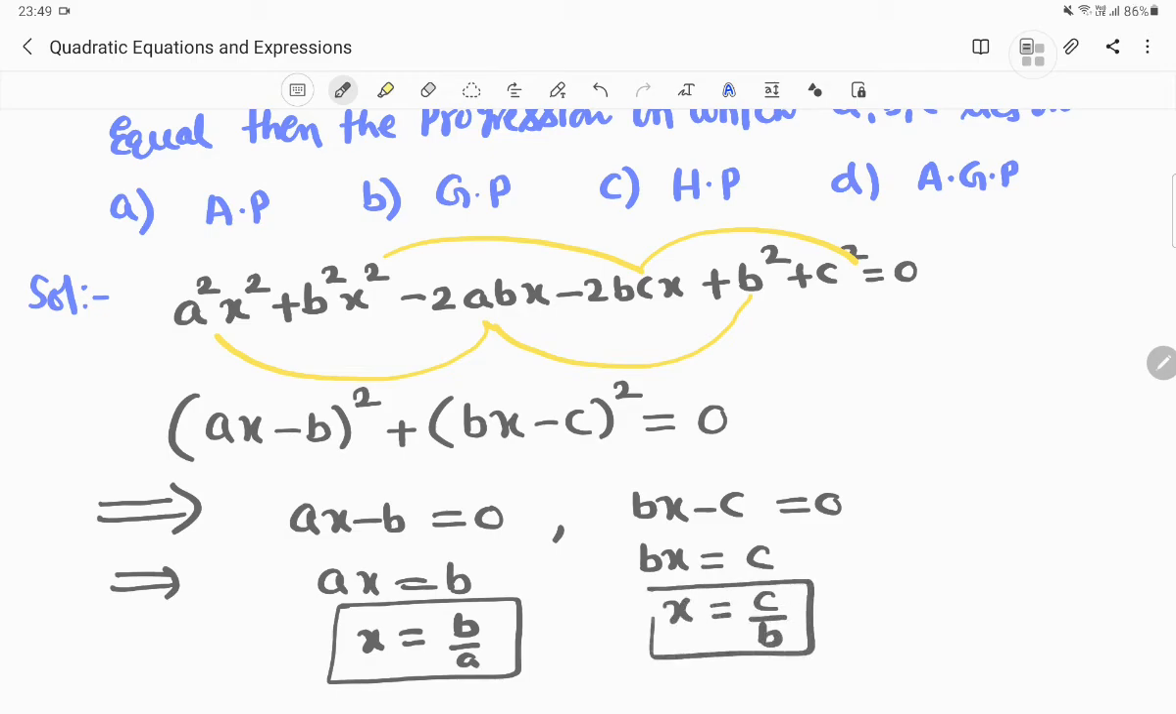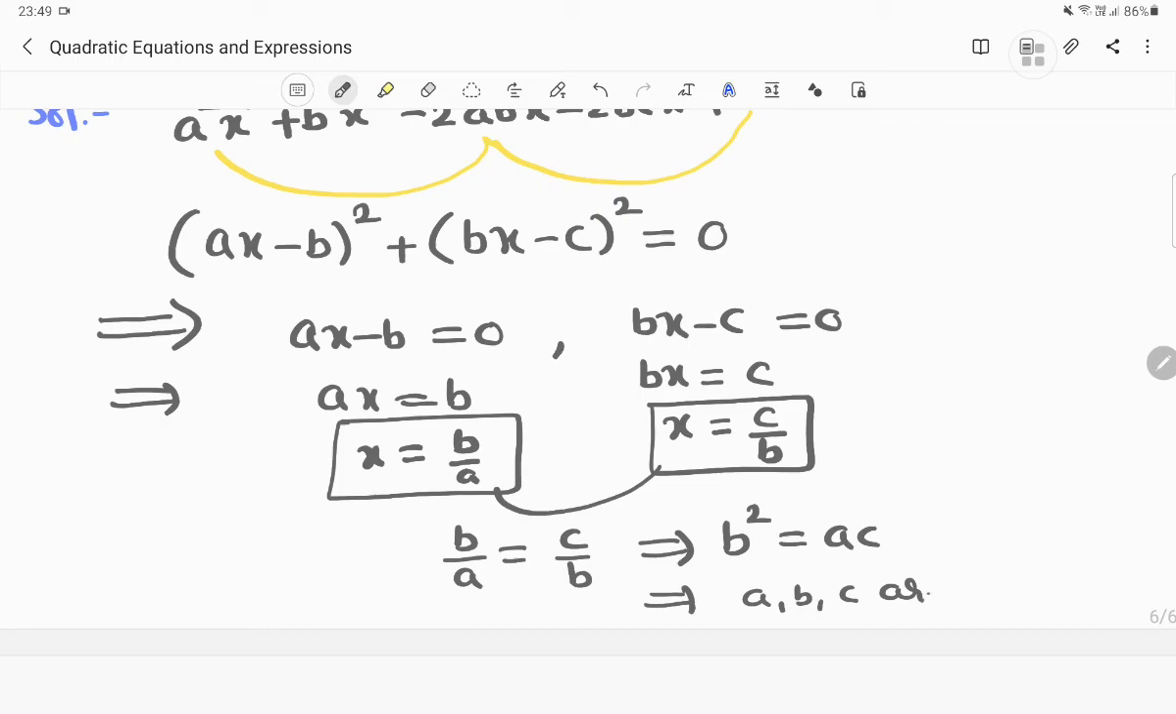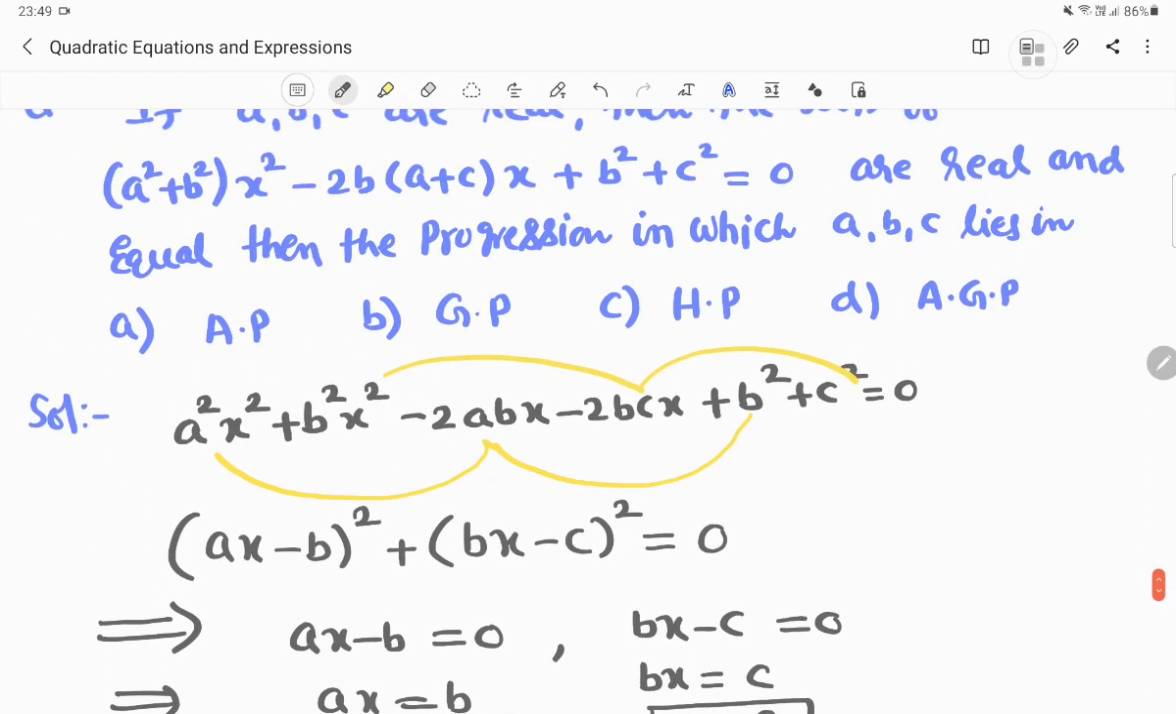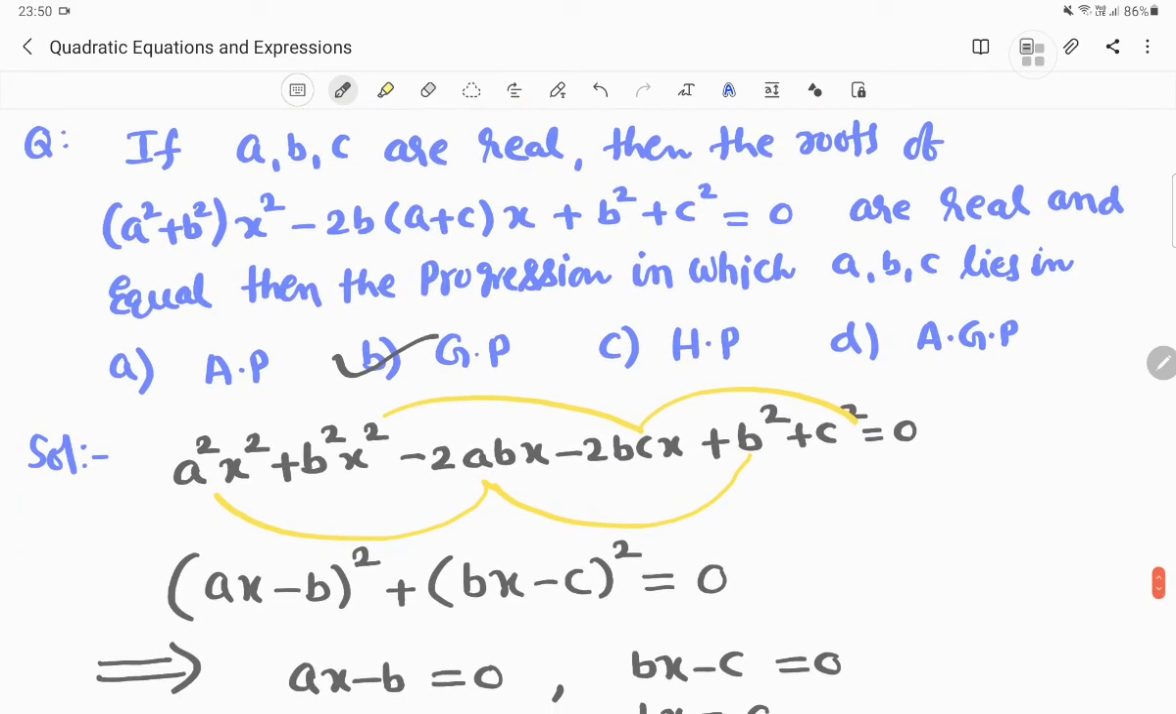So both the x values are equal, no? Both x values are equal means we will equate these two. So b/a = c/b. Cross multiply, b into b, b² = ac. Whenever b² = ac, it implies that a, b, c are in geometrical progression, or in GP. So a, b, c lie in the geometrical progression. I hope everyone understands. This is the way the questions are going to be asked.